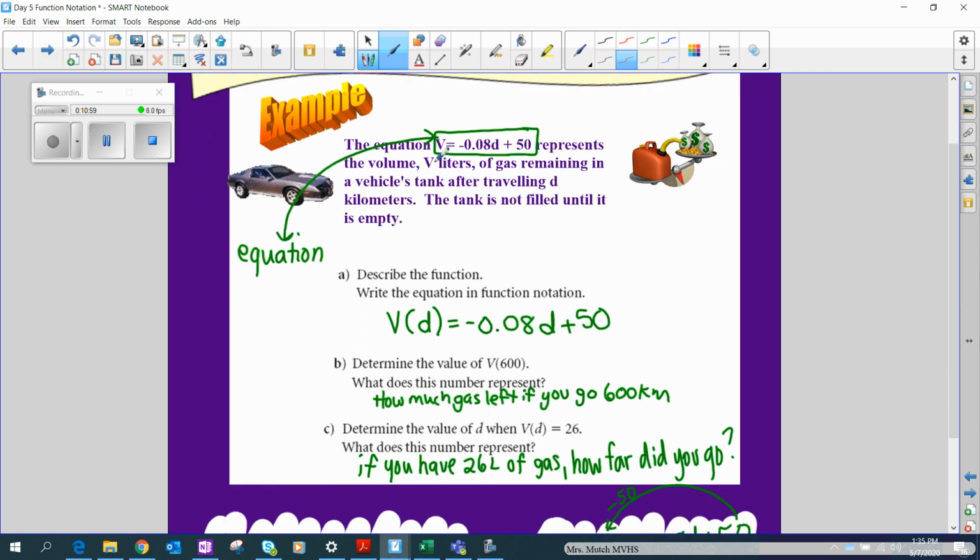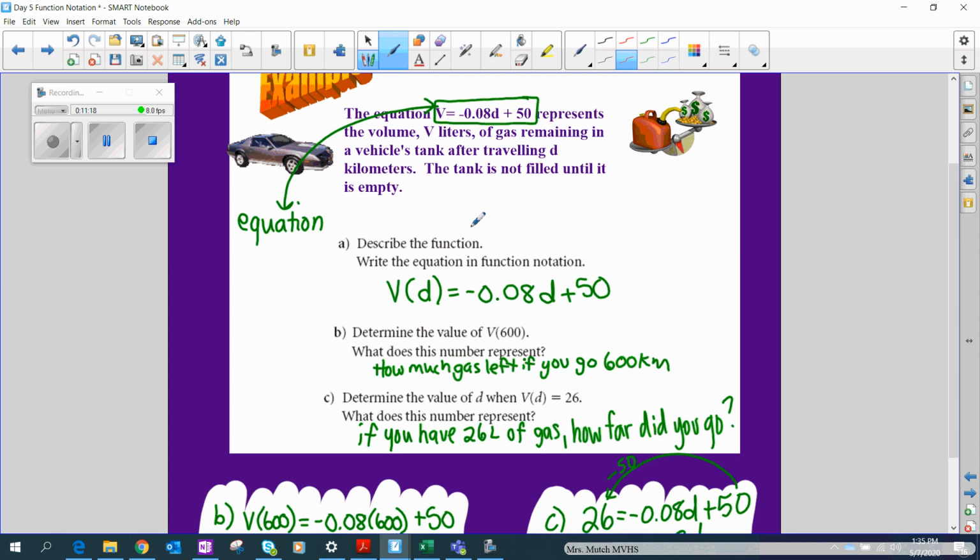It says the equation negative 0.08D plus 50 represents the volume in liters of gas in the vehicle's tank. The negative is because the volume is going to go down the more you drive. They sometimes talk about equations and then functions. Notice here they didn't put V of D, and this one they did. I don't know. It's such a simple little thing, and I never really even thought about it until I saw this textbook. That's all they mean when it's a textbook question like that. Okay, so they put the little brackets beside it, or they don't. That's the difference between a function and write the equation. Okay, so that's minor.